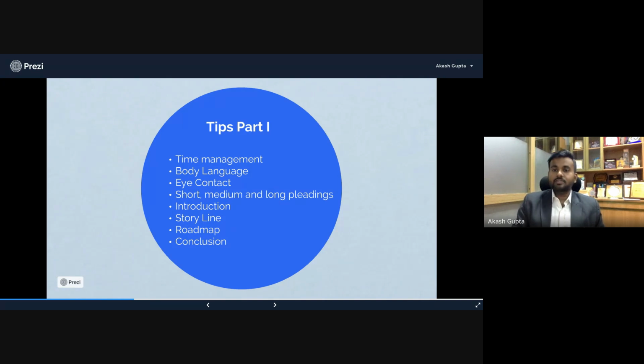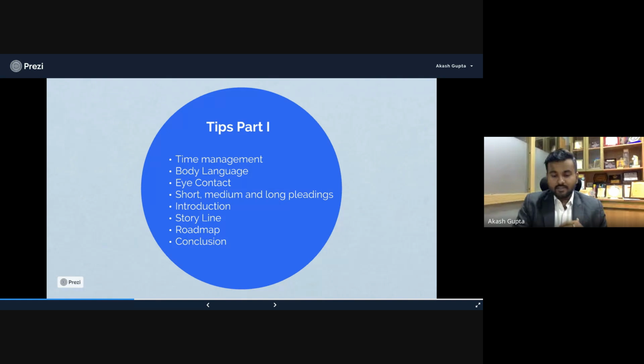And the majority of the scoring guidelines in the competitions will have this. So please start focusing on this and start working on it. Now the next point is body language. Now, what is body language?